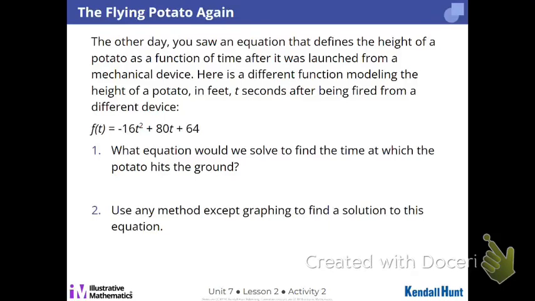You guys might remember that flying potato gun we talked about? Oh, I do. Okay, so that is this function right here. We know things about this function. What form is this function in? Standard form.